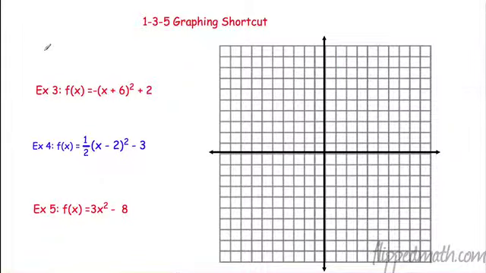All right, now, I've shown you the long way. Let's take it and look at an easy way. All right, this is called the 1-3-5 shortcut. And this works for quadratics, okay? And this kind of deals with slope, rate of change, things like that.